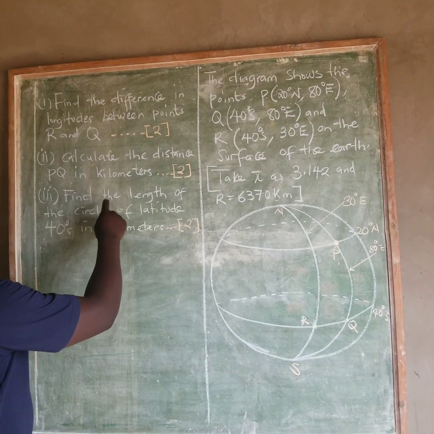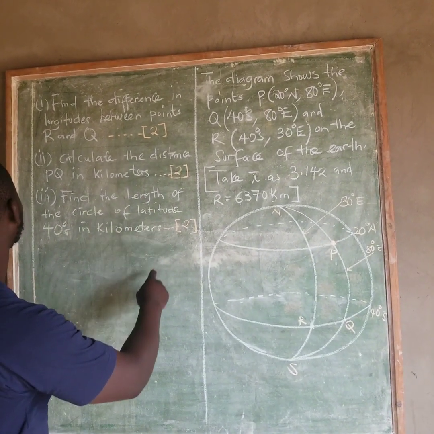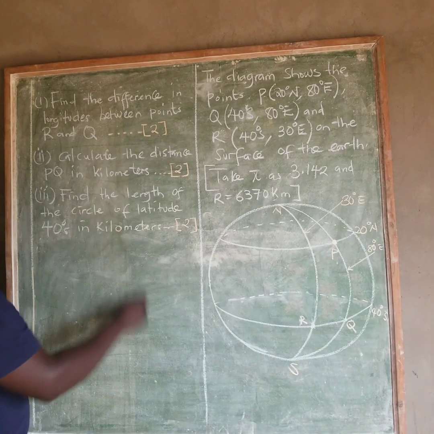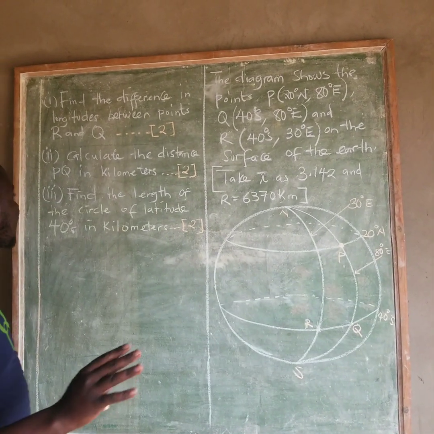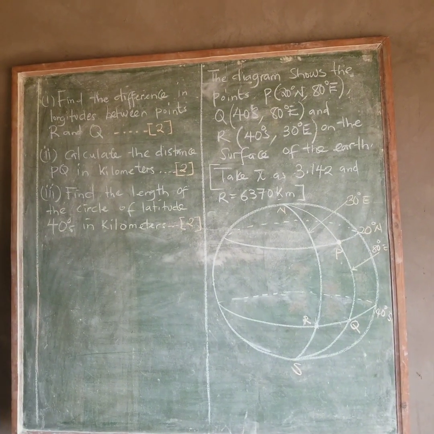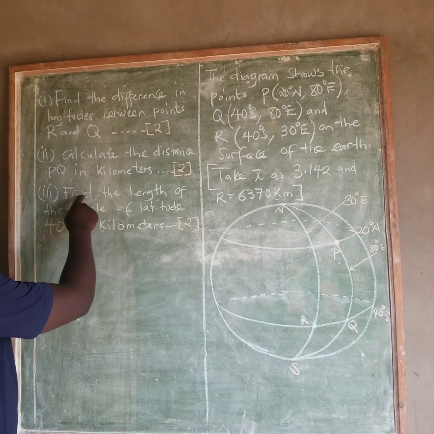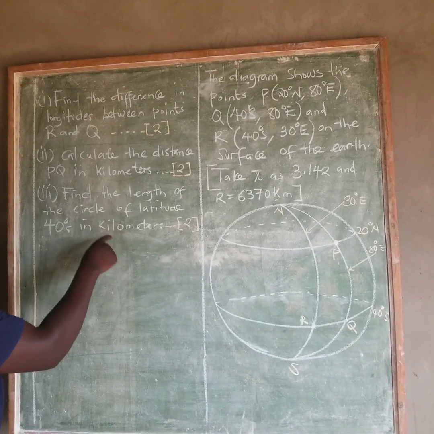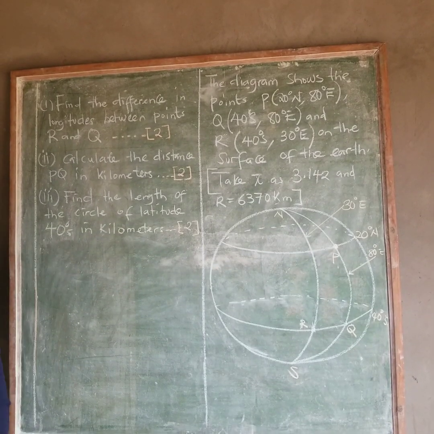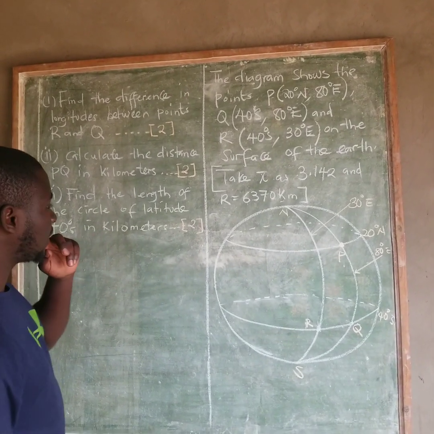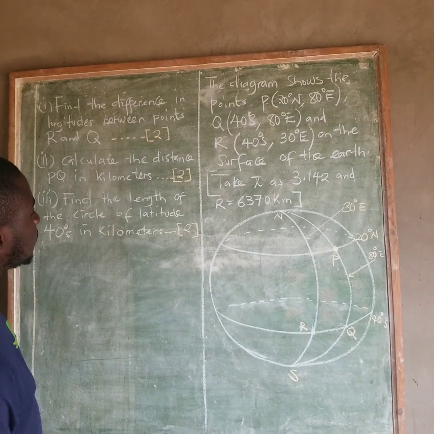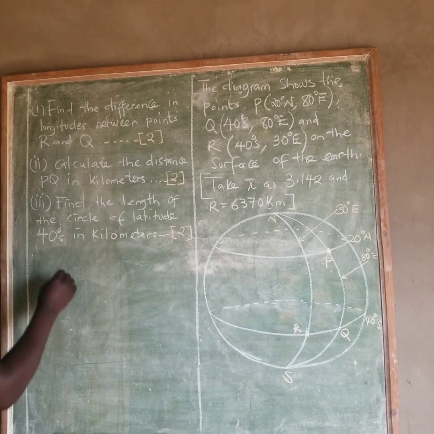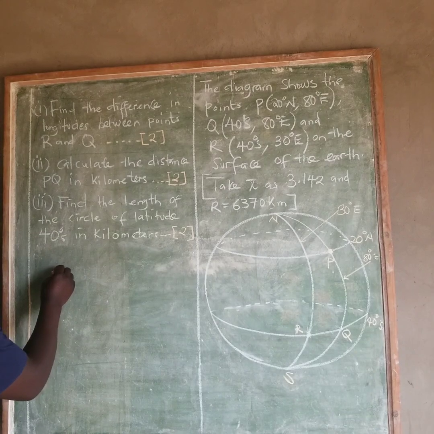Secondly, they're asking us to calculate the distance PQ, where P and Q are, in kilometers, 2 marks. Thirdly, we have to find the length of the circle of latitude 40 degrees south in kilometers. Very simple. This is what we're going to do.